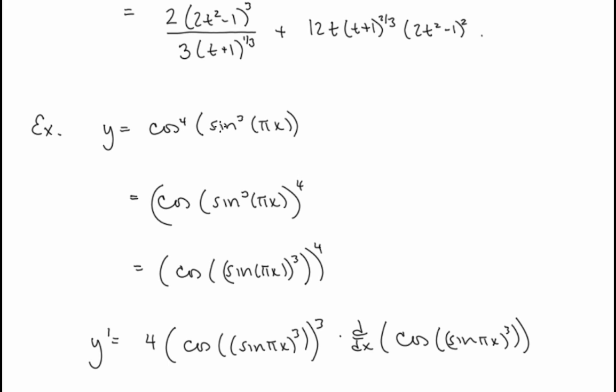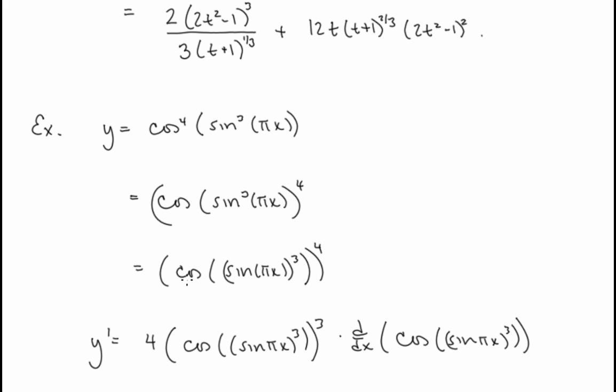Now I want to do the same thing with this sine to the 3rd. This is sine of pi x to the 3rd power. So what we have here is pi x plugged into the sine function, all of that taken to the 3rd power, all of that plugged inside the cosine function, and then all of that taken to the 4th power. So we have a series of compositions here. So we're just going to start with the outermost composition and work our way in.